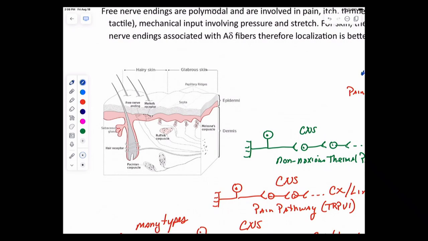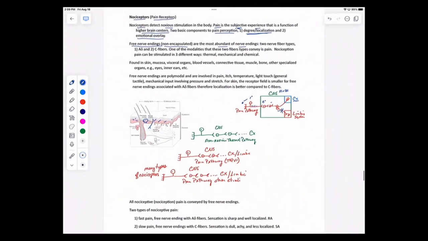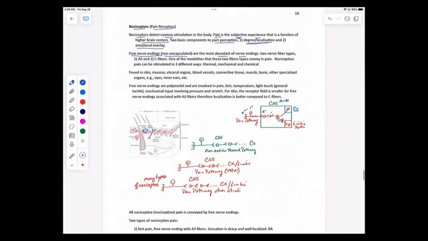Again, we have glabrous skin, we have hairy skin or hirsute skin, and you see the receptors that we've been talking about through the series of lectures. And here are our free nerve endings. The thing I don't like about the diagram is it looks like the free nerve endings are only in the hirsute skin or the hairy skin, that's not the case at all. I mean, you have free nerve endings everywhere, and they far outnumber all of the other receptors. So these are very, very busy types of nerve endings.